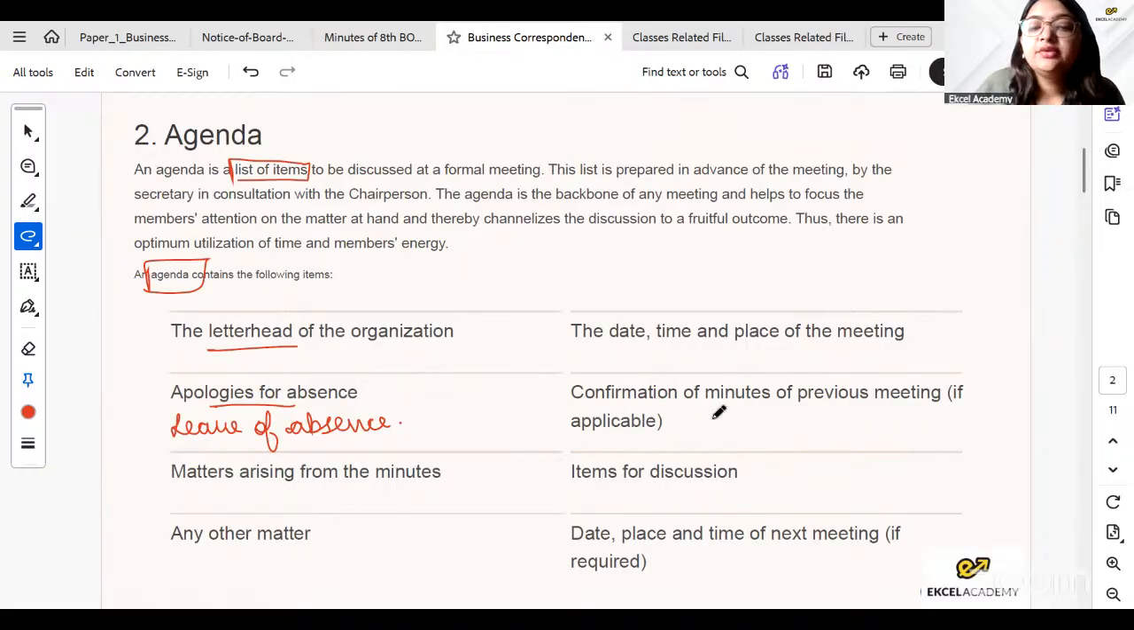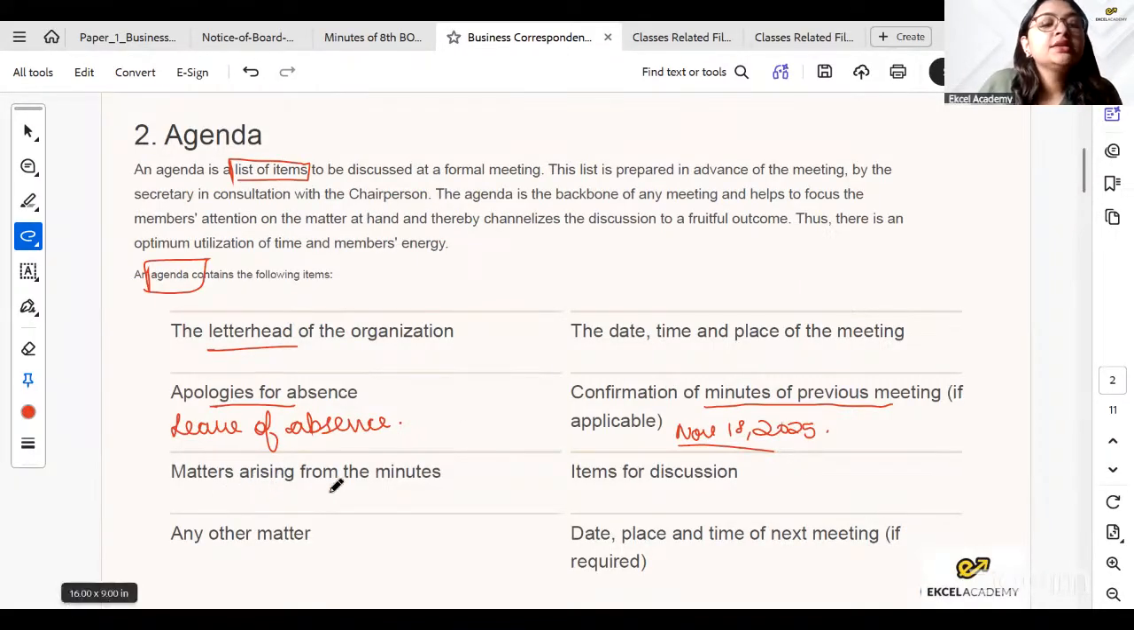Okay, confirmation of minutes of previous meeting. So what happens is that we were just discussing that in a year you need to hold at least 4 board meetings, right? Let's say your previous meeting was on November 18th, 2025. So what happens is while you are sending out the agenda, you send out a copy of this November 18th minutes as well, so that the directors can go through it. And if they have any changes that are required to be made, they will communicate it to you.